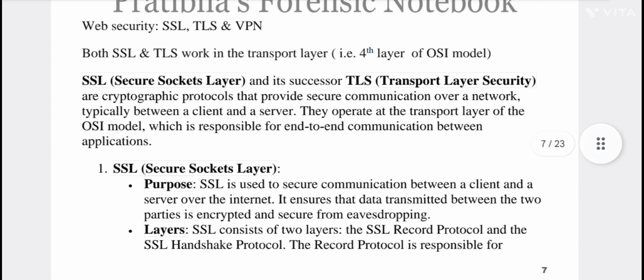Then let's move on to the next topic, that is web security. So what is web security? Web security means to protect websites against attacks. For that reason we have SSL, TLS, and VPN. So what are SSL and TLS?